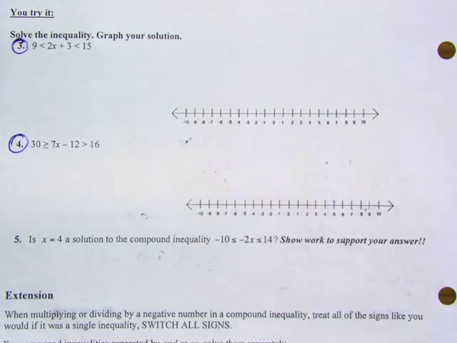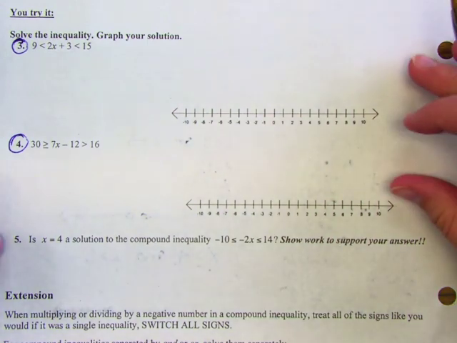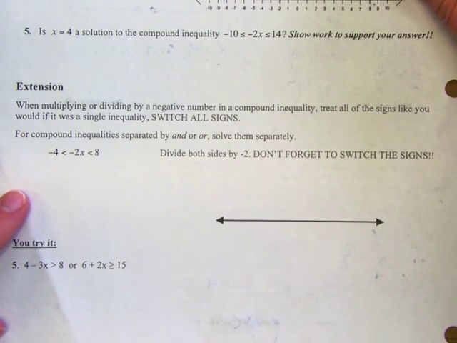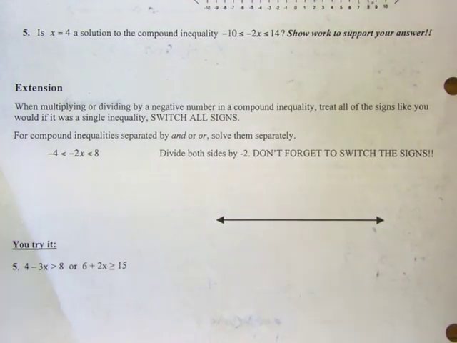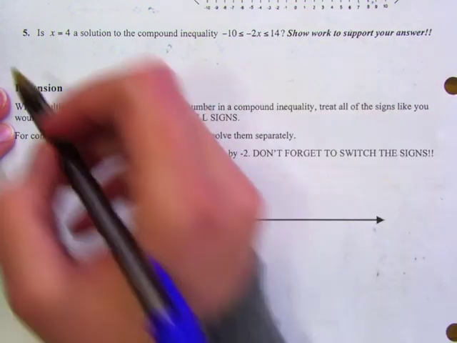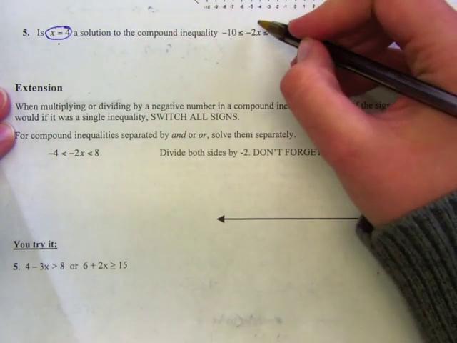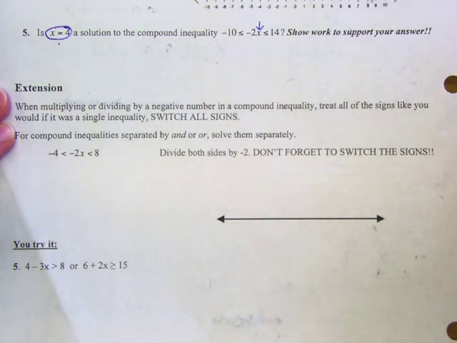Okay. Now let's move on to number 5. So the question asks, is x equal to 4 a solution to the compound inequality? Show work to support your answer. Now, in order to find out whether 4 is a solution to this inequality, if I have x is equal to 4, I'm going to take 4 and plug it in for my x.